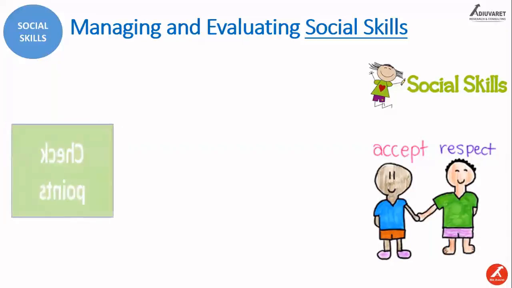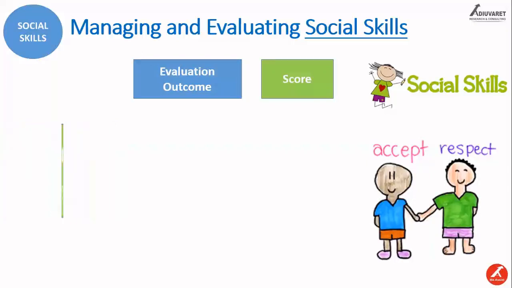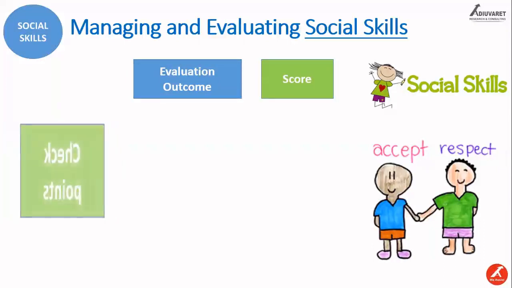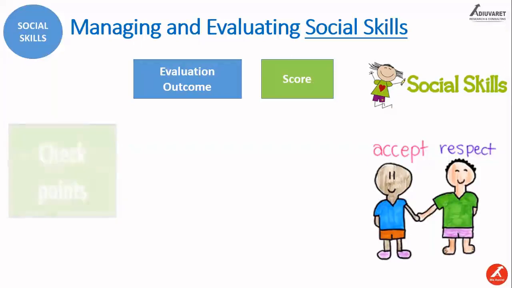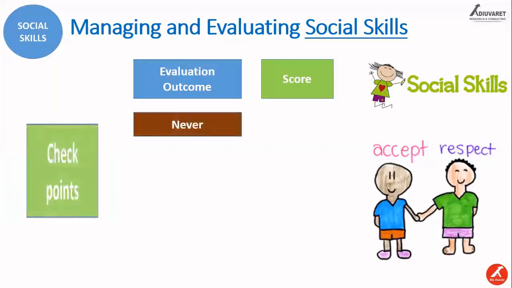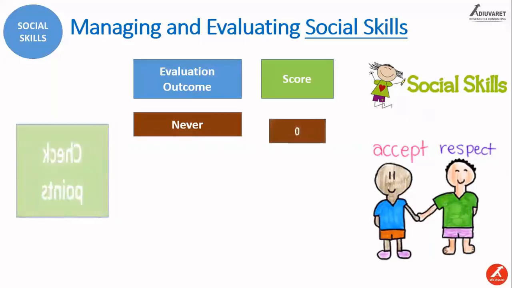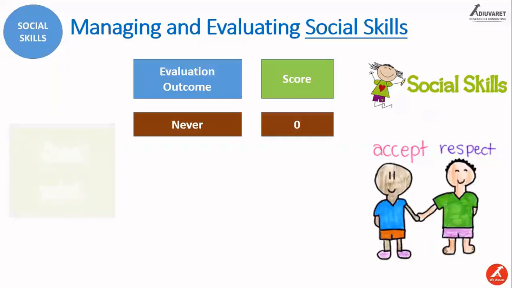So how can we evaluate and score the checkpoints under these three sub criteria? Number one, all the checkpoints can be evaluated by putting four options. Meaning each checkpoint under each sub criteria will have four possible options. Either the child will never be able to do that in that particular checkpoint we are trying to evaluate. If the answer is never, then we put a score of 0.